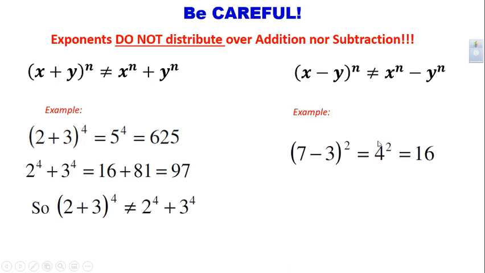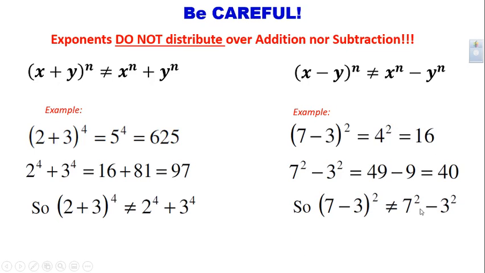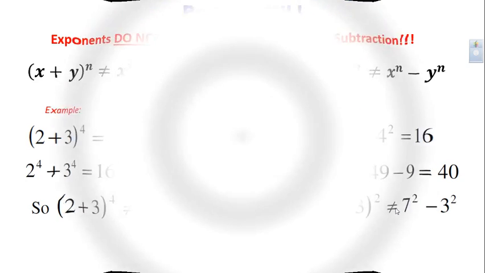Likewise with subtraction, if I said (7 minus 3) squared, if I did 7 minus 3, that would be 4, and 4 squared is 16. However, if I did 7 squared minus 3 squared, that would be 49 minus 9, which is 40. Clearly different numbers here. So (7 minus 3) squared is not the same as 7 squared minus 3 squared. So be careful that you do not distribute over addition or subtraction.